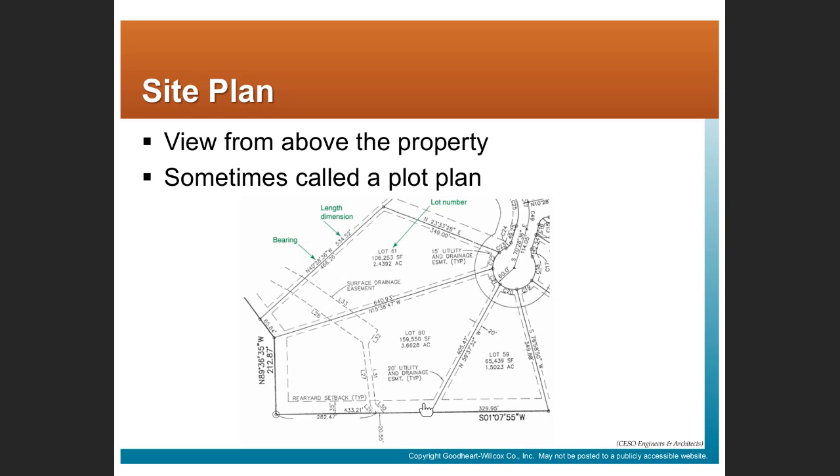We see a couple of things here which I will go on to explain as well. We see setbacks, and we see ESMT, and we see it spelled out here, easement. I'll explain what easements and setbacks are, so we can understand what that means in the context of a site plan or a plot plan.